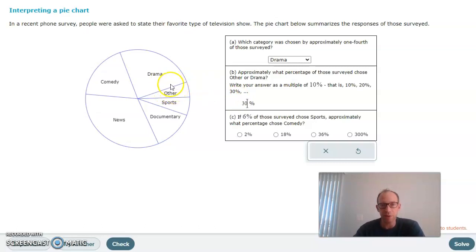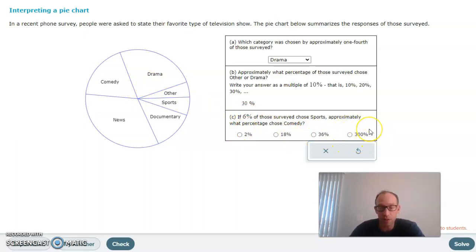Again, if this were 40%, that would leave only 10% for sports. Finally, if 6% of those surveyed chose sports, what chose comedy? Well, here's where it's pretty hard to estimate this one. We're asking how many of these sports slices fit into this comedy slice, and that's not an easy eyeball question. But when you look at the options, you can use those to help you.